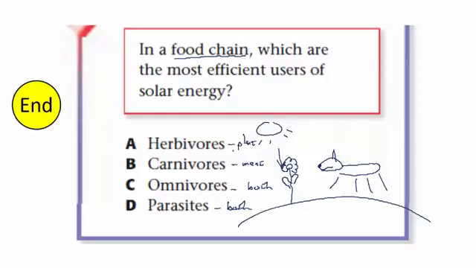So which one uses the sun's energy? Well, we know that plants or herbivores are the ones that are collecting that solar energy. So the choice is A.